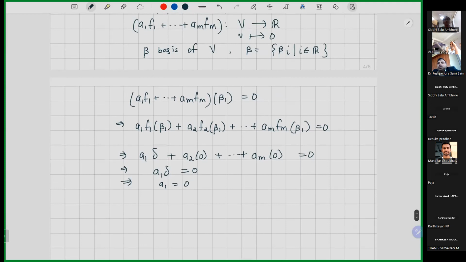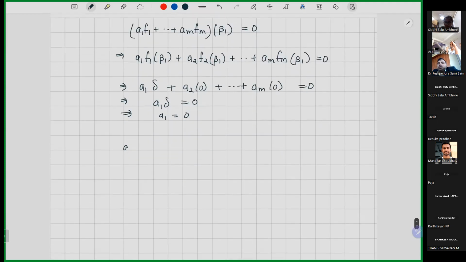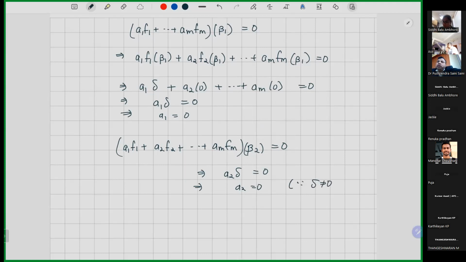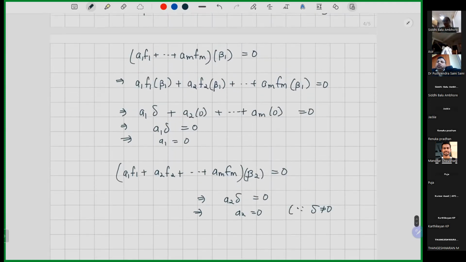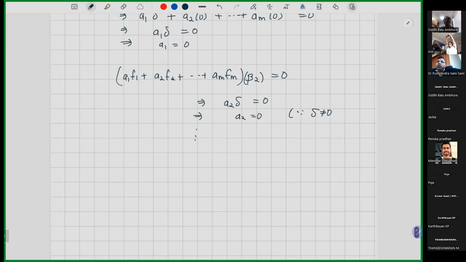Similarly, when I evaluate A1 F1 up to AM FM on beta 2, I will get A2 delta is equal to 0, and so A2 is equal to 0 since delta is non-zero. And I can do this for m many, since this is finite. On the previous line, you have F1 beta 1 is delta and F2 beta 2 is 0.